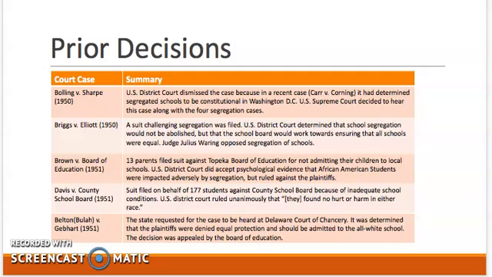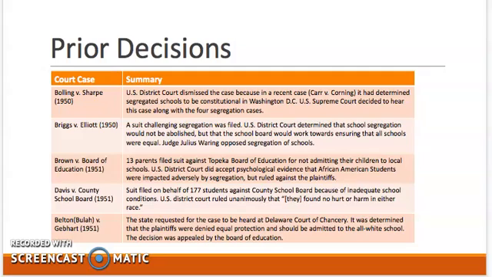Then in Brown versus Board of Education in Topeka, Kansas, 13 parents filed suit against the Topeka Board of Education for not admitting their children to local schools. The U.S. District Court did accept psychological evidence that African American students were impacted adversely by segregation, but ruled against the plaintiffs.